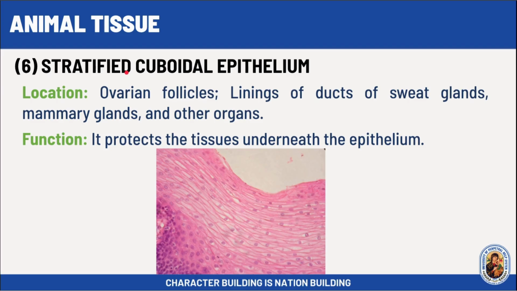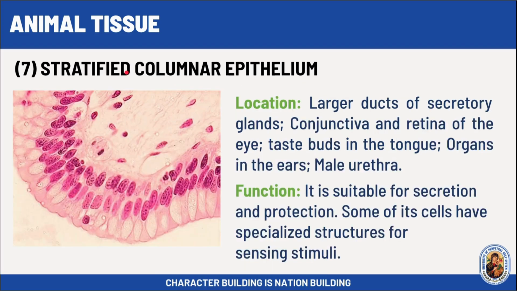So, the main purpose is to protect what is underneath it. Underneath the stratified cuboidal epithelium are also very sensitive parts of our bodies, so they need that added layer of protection from the stratified cuboidal epithelium.